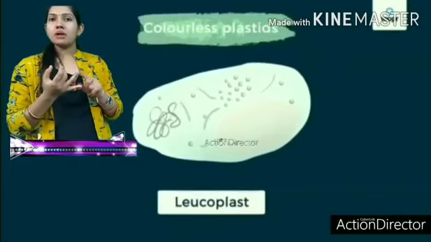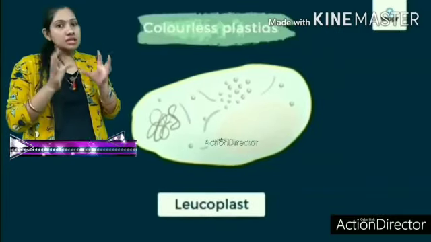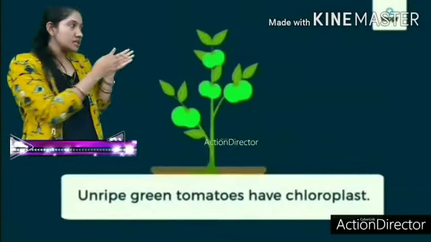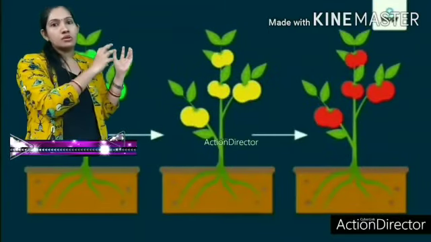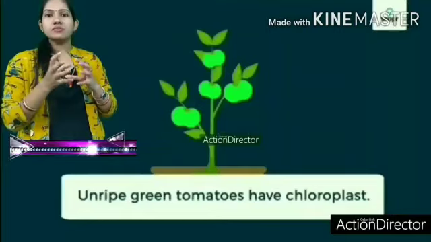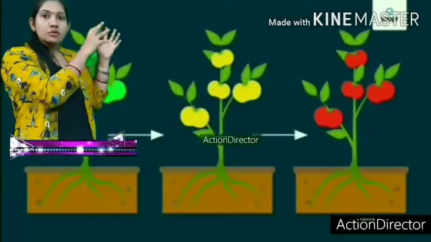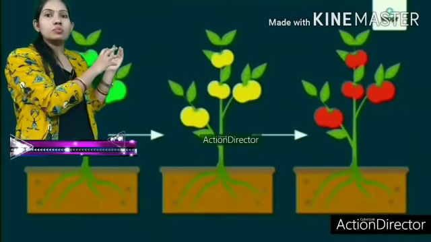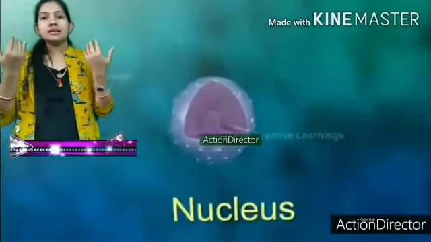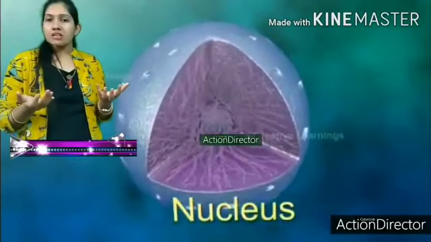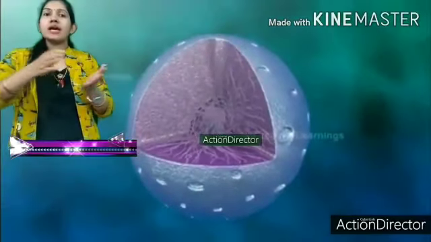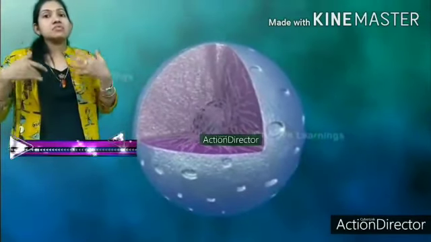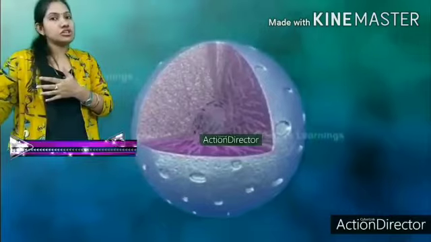Chromoplast, which is red, brown or yellow in color, is present in flowers and fruits. You can see here the tomatoes. When it is green, it contains chloroplast. Then it contains chromoplast up to the end, so that it becomes red and then yellow in color.